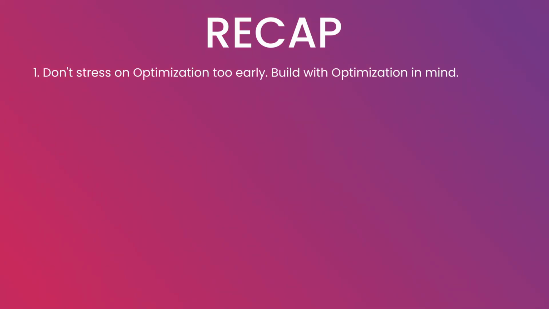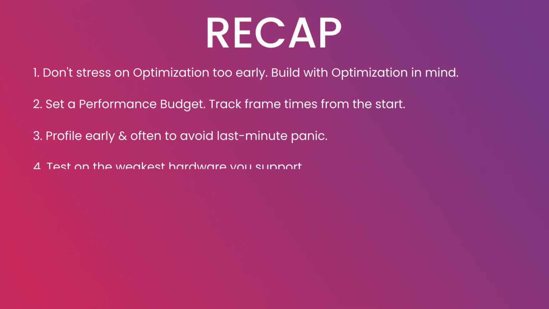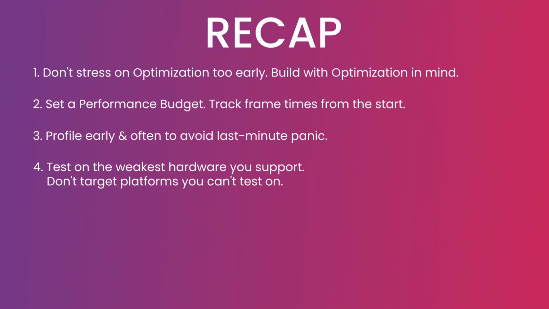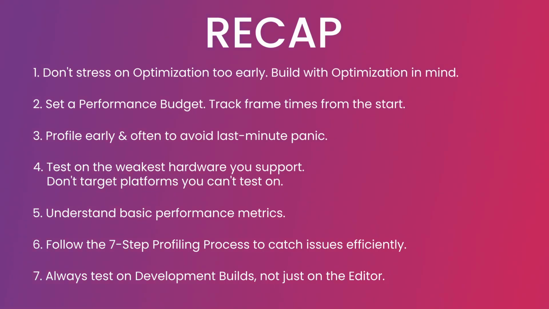Alright, let's quickly recap what we covered. Don't stress about optimization too early, just build with performance in mind. Set a performance budget and track frame times from the start. Profile early and often to avoid last-minute panic. Test on the weakest hardware you support, and don't target platforms you can't test on. Understand basic performance metrics so you know what's slowing your game down. Follow the 7-step profiling process to catch the issues efficiently, and always test using development builds, not just the editor.